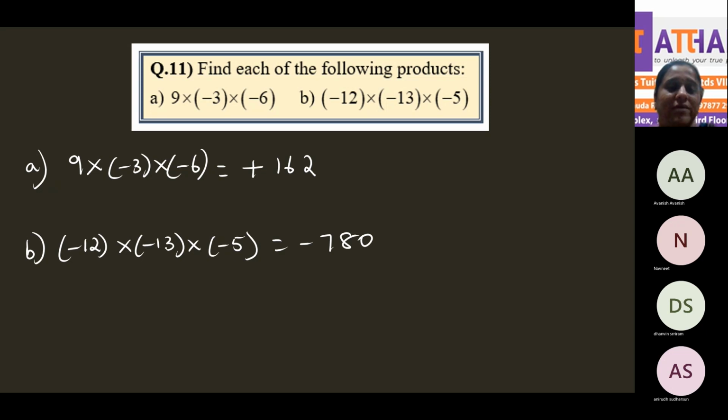Because we have an odd number of minus signs. In the first one, we have an even number of minus signs, 1, 2. So it will be plus. In the next one, we have 1, 2, 3 minus signs. We have to multiply an odd number of minus signs, so it is minus. And 780.